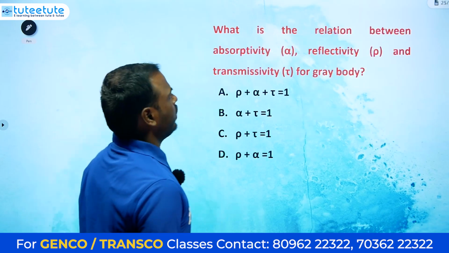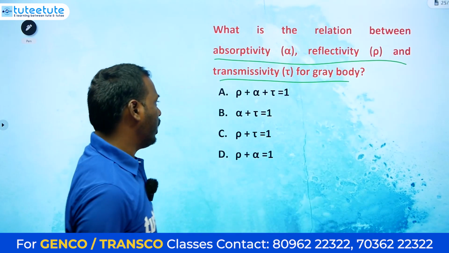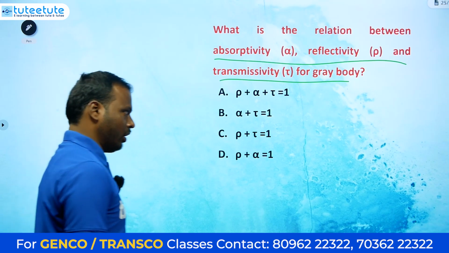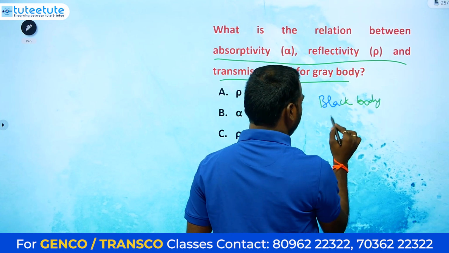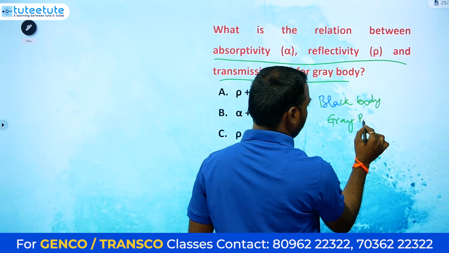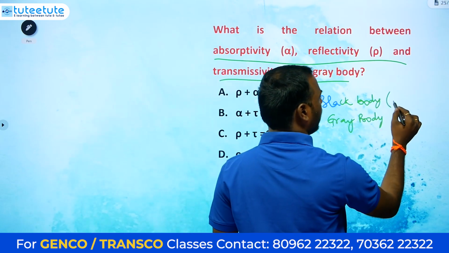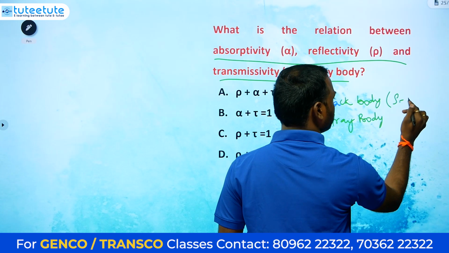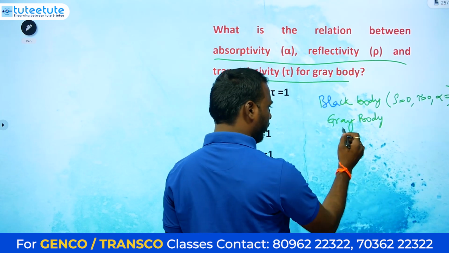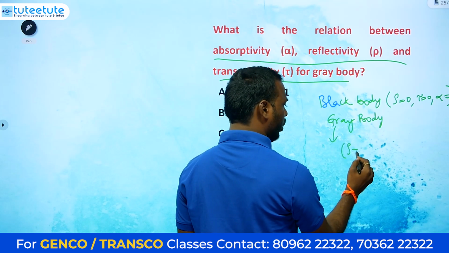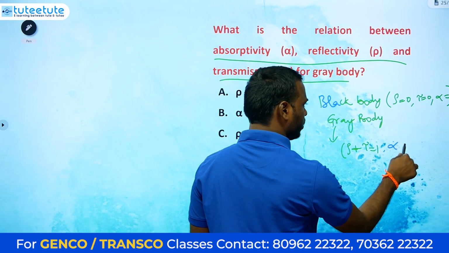What is the relation between the absorptivity, reflectivity and transmissivity of a grey body? Remember that grey body he has given. There are two bodies: one is black body, another one is grey body. Both are opposite. For the black body, rho is equal to 0, tau is equal to 0, alpha is equal to 1. But for the grey body, opposite.